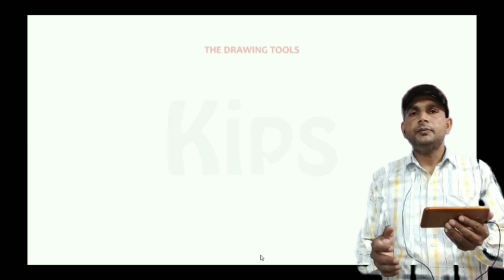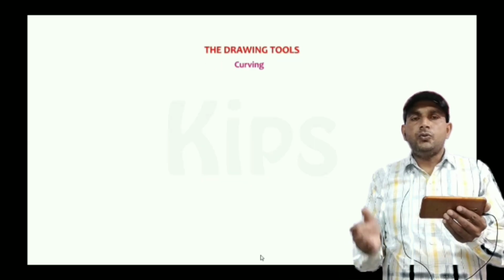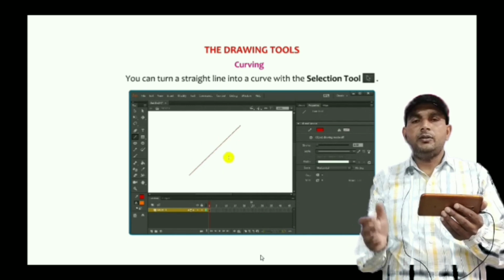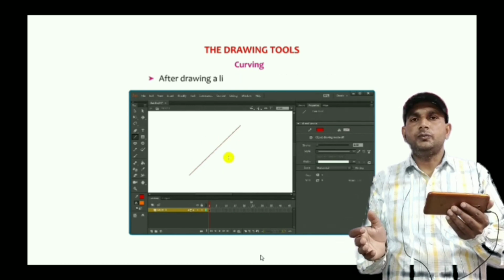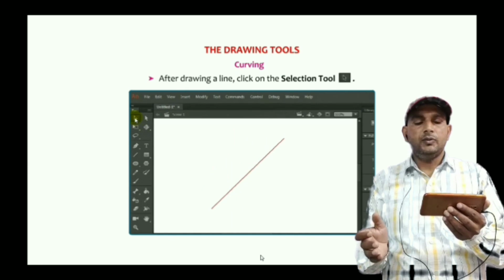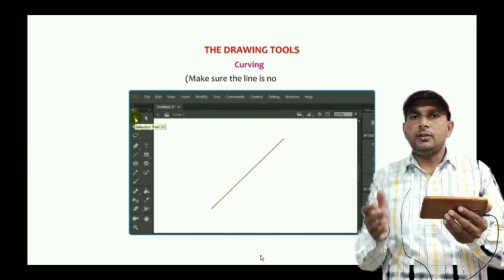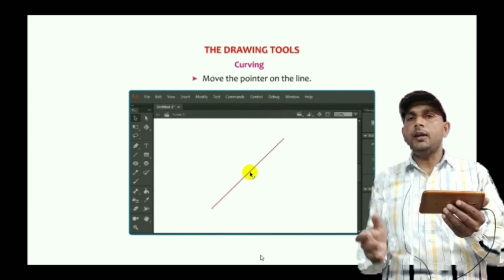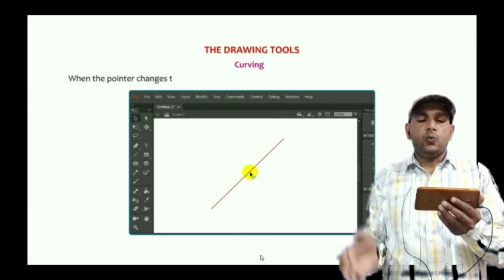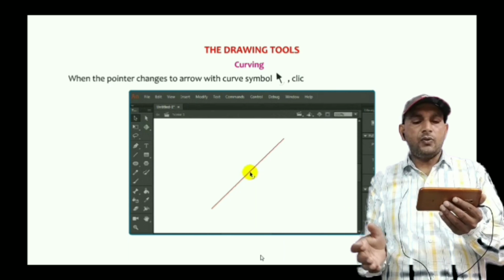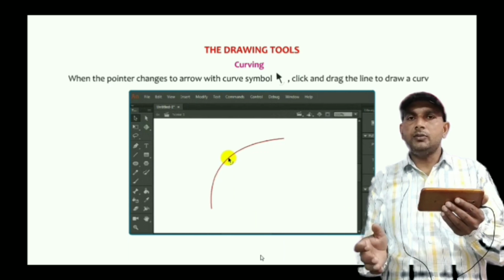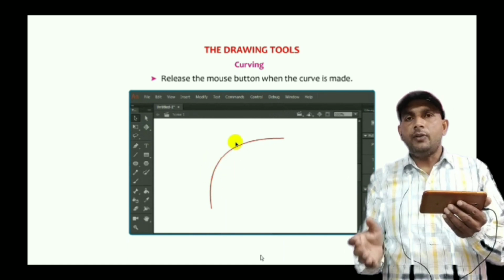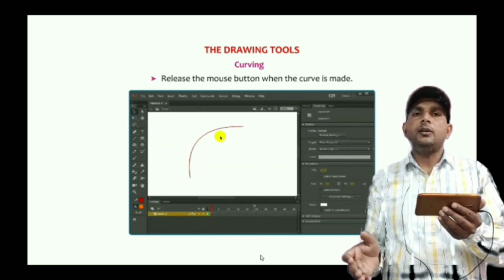Let us now talk about curving a line into a curve with the selection tool. We can convert any straight line into a curve. After drawing a line, make sure you select the selection tool, and then move the pointer onto the line. When the pointer changes to an arrow, click on the line and drag it. When the curve is made, release the mouse when you get the required curve.